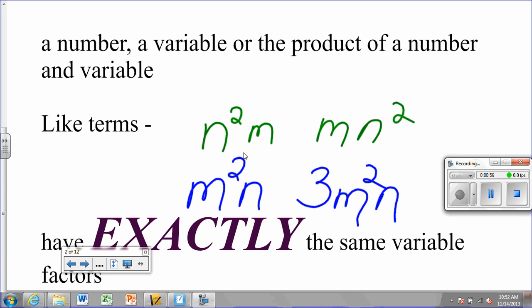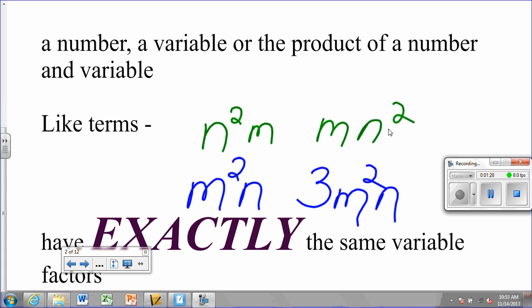So in this case up here, we have n squared m and n squared. These are like terms. The same variables are used, they're just in different orders. We also have an exponent of 2 on the n in both. So not only do your letters have to be the same, but the exponents have to be the same as well for them to be like terms.